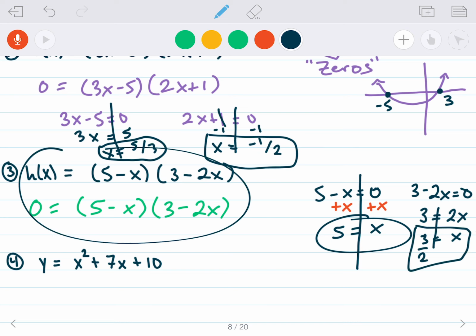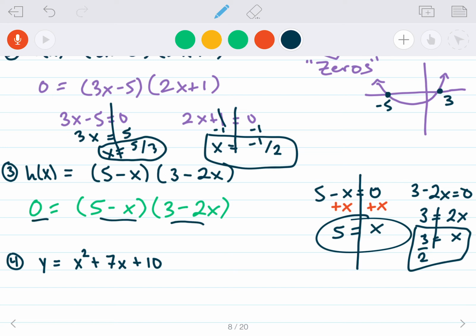I mean, to technically be in factored form, the coefficient of x should be positive. But you can still do the same trick by setting each factor equal to 0. Okay, what about this one? No, this is not in factored form, so we cannot proceed.